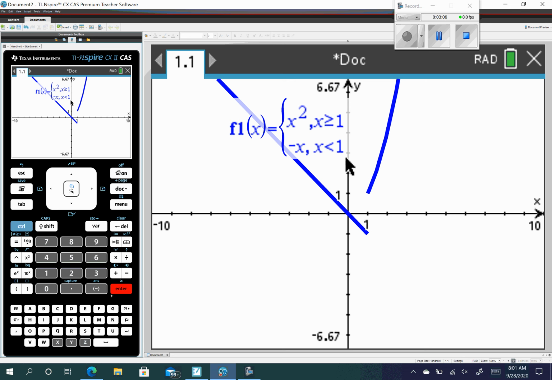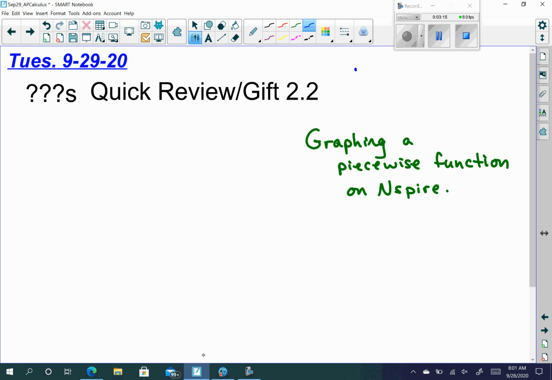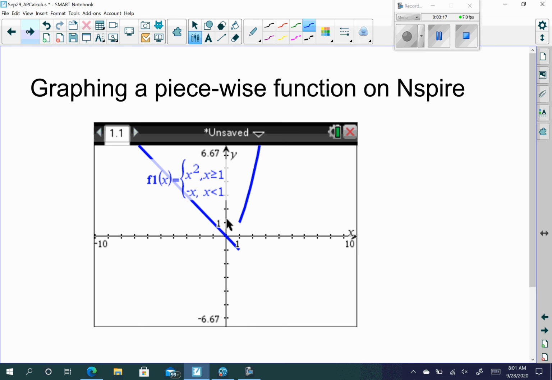All right, so just a nice way to practice this, just to show you all different types of graphs of functions that we can do on the calculator. Or maybe you already knew that. All right, but there's an image of what we just did.